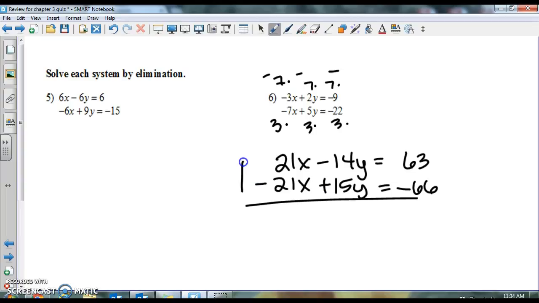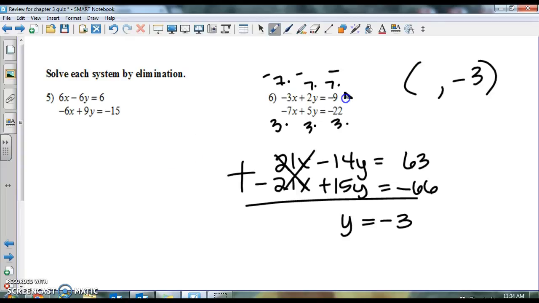Okay, now I add straight down. X's are going to eliminate because positive 21 plus a negative 21 is 0. Negative 14 plus a positive 15 is positive 1y. And 63 plus a negative 66 is a negative 3. That's half my answer. Now I'm going to plug negative 3 back in for y in order to find x.